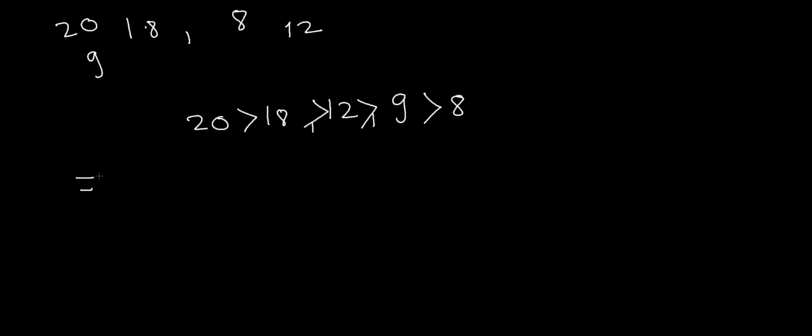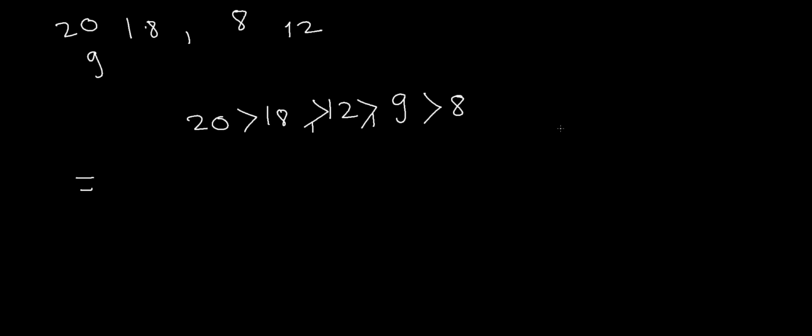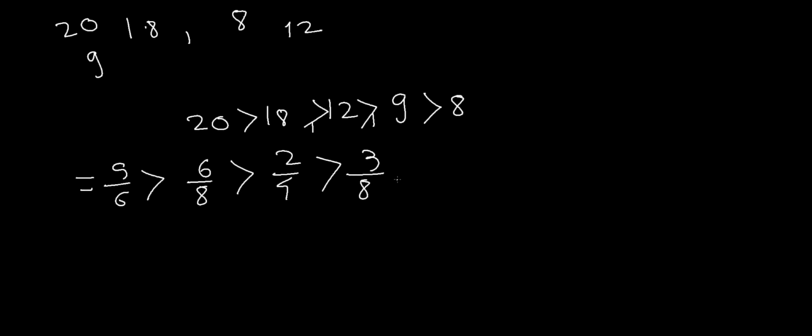So numerator 20 will be this one. Starting with that, 5 by 6 is greater than 6 by 8, which is greater than 2 by 4, which is greater than 3 by 8, which is greater than 1 by 3. And that's how we order fractions in descending order.